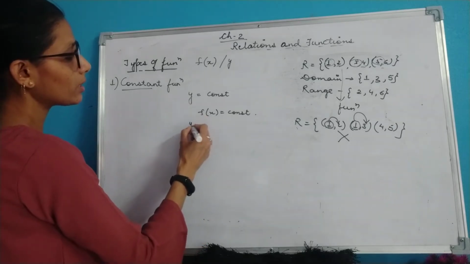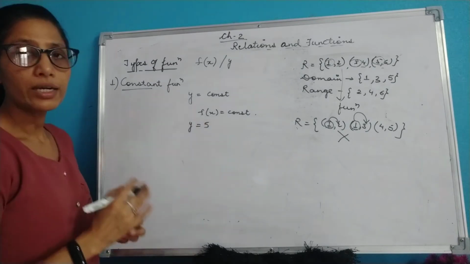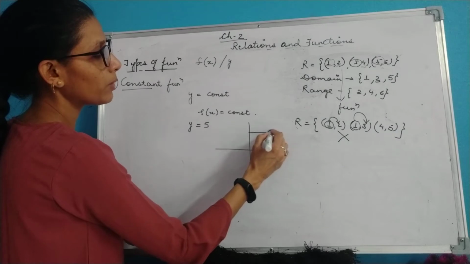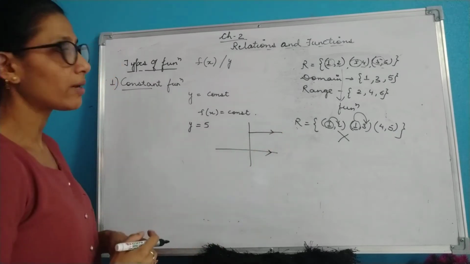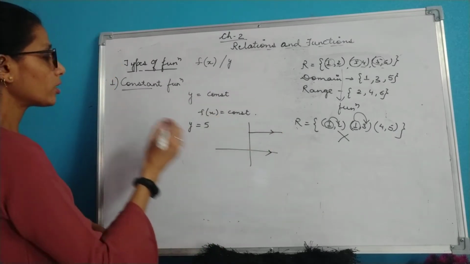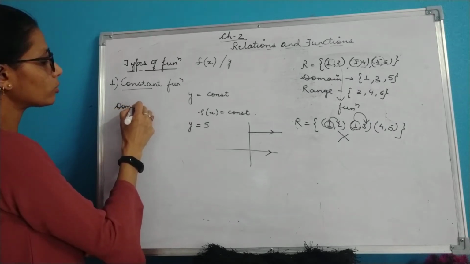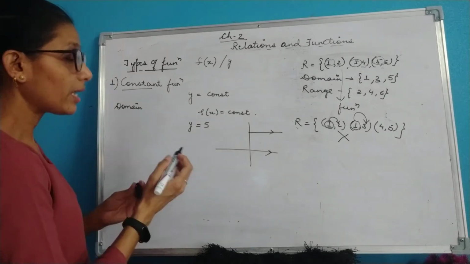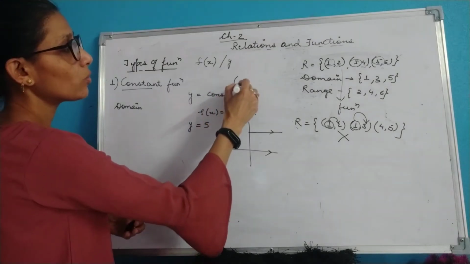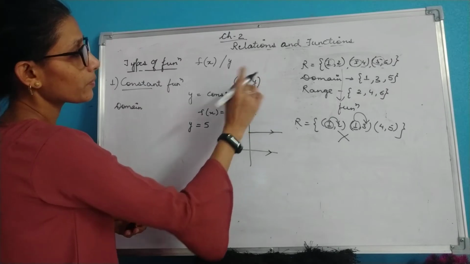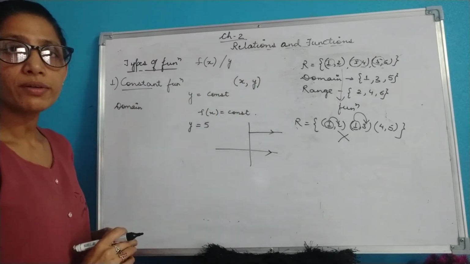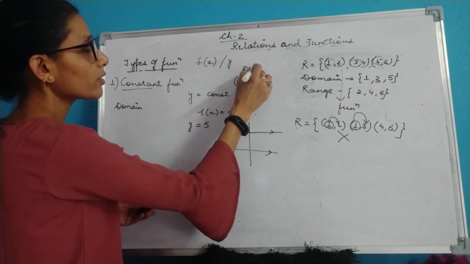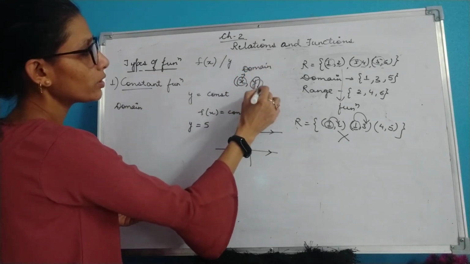So here, let's suppose y equal to 5, and if I want to show it graphically, then say this is your 5, so it will be a line parallel to the x-axis. So this is the graph of a constant function. Now children, what can you say about the domain? Domain is the elements of set A. Here it is x, because we always write the Cartesian product in (x, y) form, which is an ordered pair. That means x is your domain and y is your range.